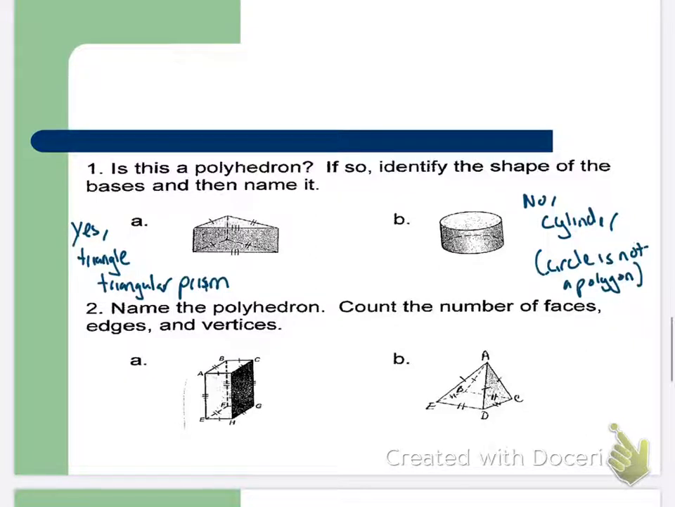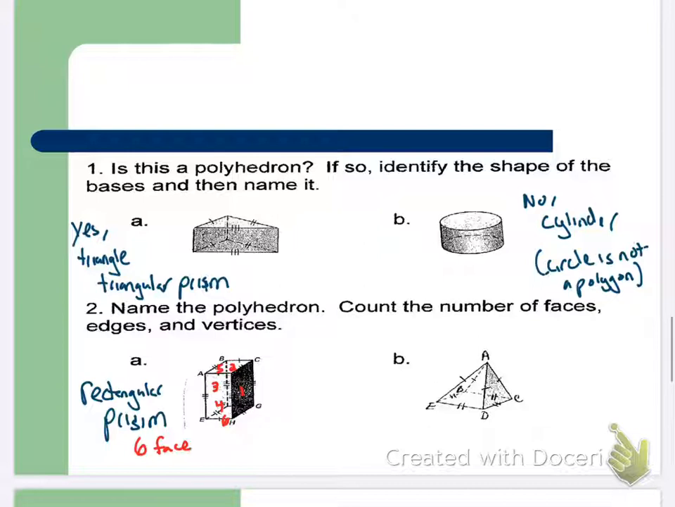Okay, our next one up. Name the polyhedron. Count the number of faces, edges, and vertices. So you see the sides are rectangles, so we know it's going to be a prism. We see that the base is a rectangle, so we call this a rectangular prism. And then how many faces does it have? Okay, so you see you have 1 over here on the side, 2 on the back, 3 on the other side, and then 4 up front, 5 on top, and 6 on bottom. So it has 6 faces. You can picture this one like a cardboard box or a shoebox.